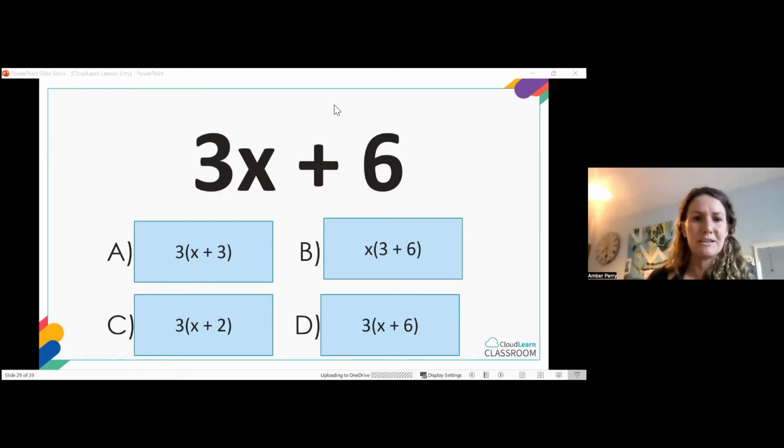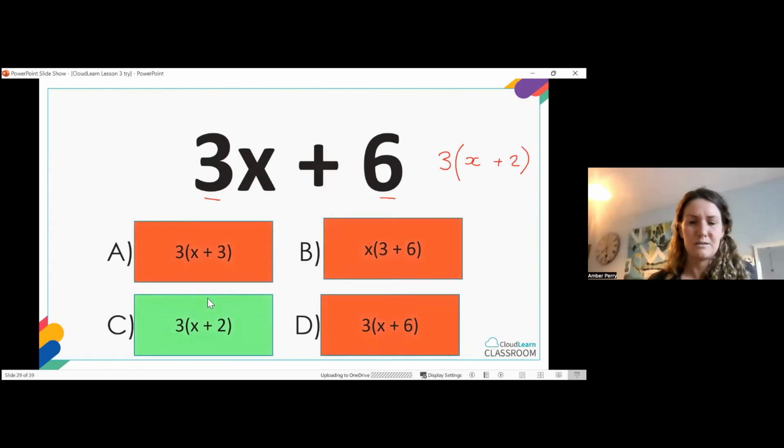So the common factor is 3. Okay, so we need to take 3 outside of the brackets. And then what's left? So 3x divided by 3 is x, and 6 divided by 3 is 2. So our final answer was 3 times (x plus 2). So C was the correct answer. So that was 3 out of 5 of you. So well done. We'll move on.